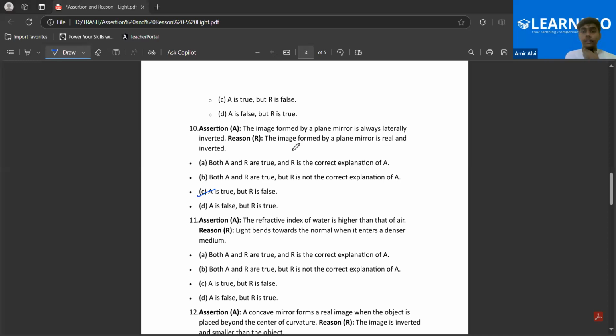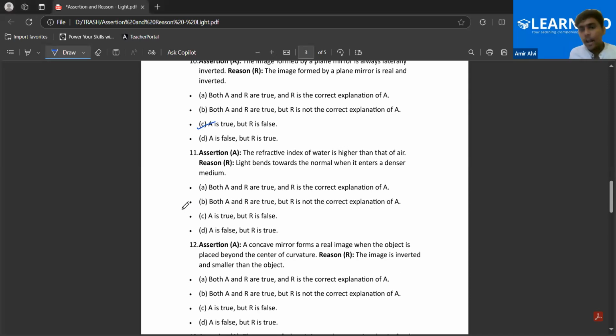Those who said A, Galvin, Ibad and Harshit, that's wrong. Sir, I said B. You said B, but B is not correct, Harshit. The image formed by the plane mirror is virtual and erect. It is not real and inverted. Okay, sir. Okay, Ibad, got it? Chalo, guys.